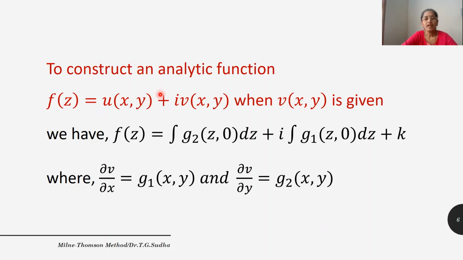Now let us construct the analytic function when the imaginary part v is given to us. We have f of z is equal to the integral of g2 of z comma 0 dz plus i into the integral of g1 of z comma 0 dz plus k, a constant of integration. This expression is obtained once again using the CR equations, and also putting dou u by dou x as g1 of x comma y and dou v by dou y as g2 of x comma y.